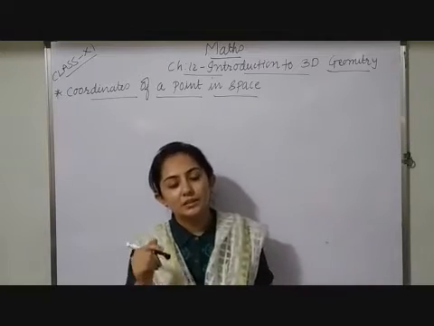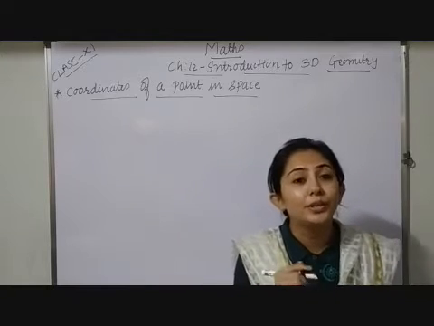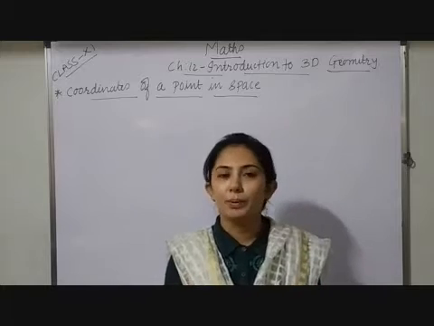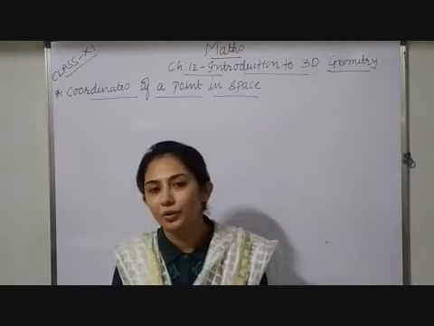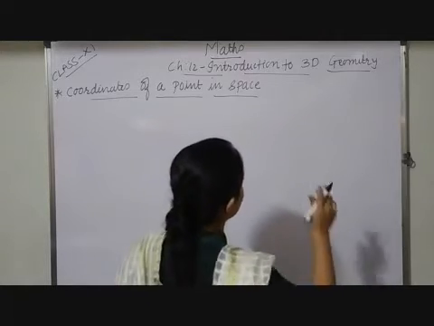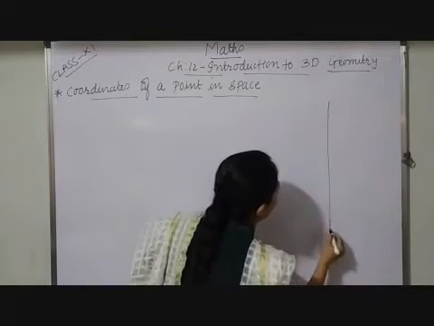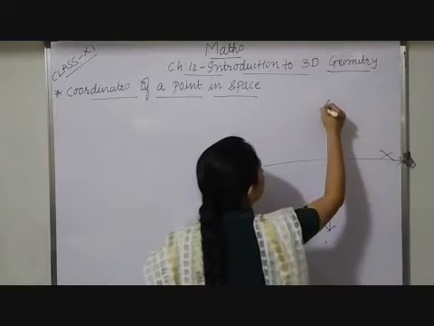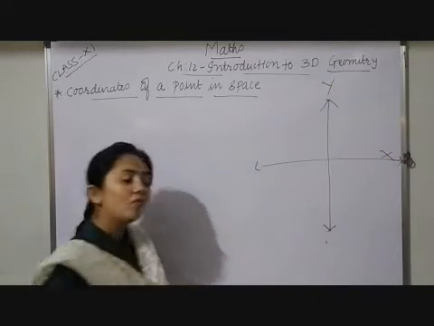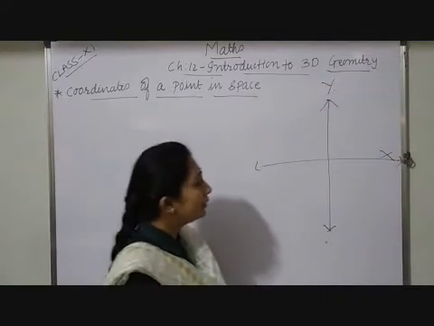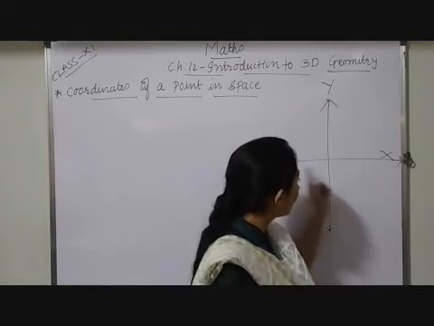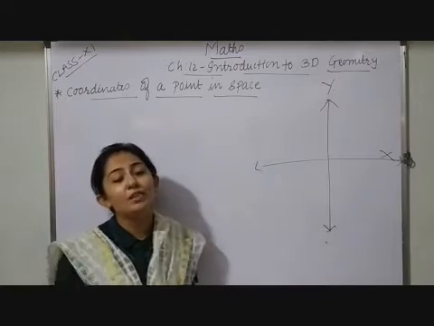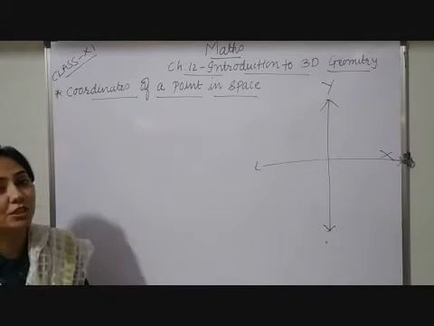Children, till 10th standard you have studied 2D geometry. 2D geometry means what? On your plane you are having two perpendicular axes. How? Suppose this is a plane, so on that we are having two perpendicular axes. This horizontal line is your x-axis, vertical line is your y-axis. Now see, how many dimensions here we have? X-axis, y-axis, two dimensions. So that is why we used to call it as 2D geometry.